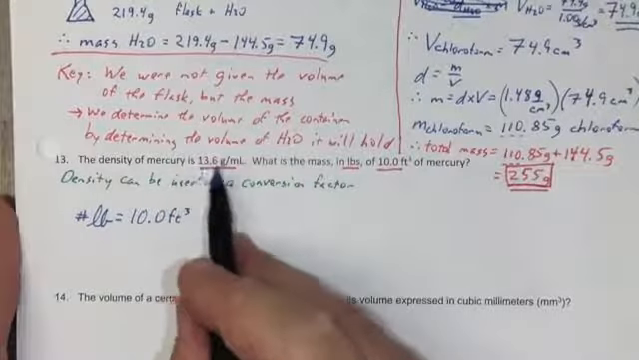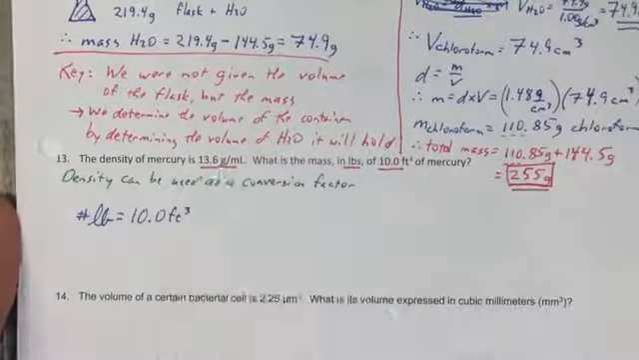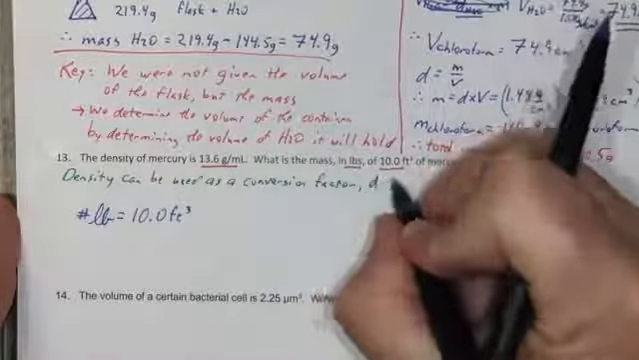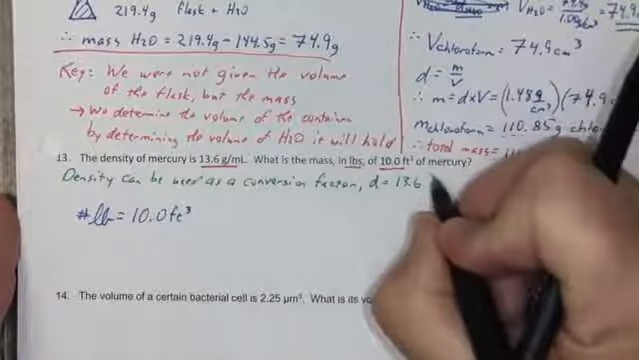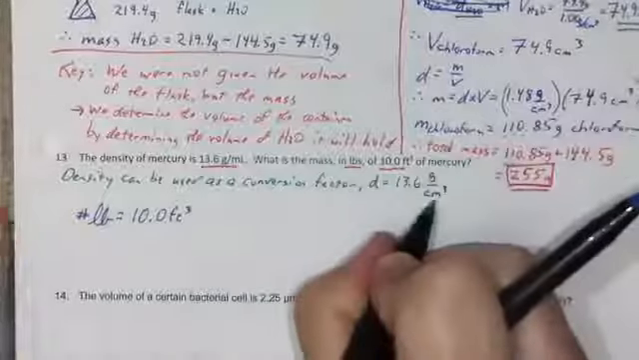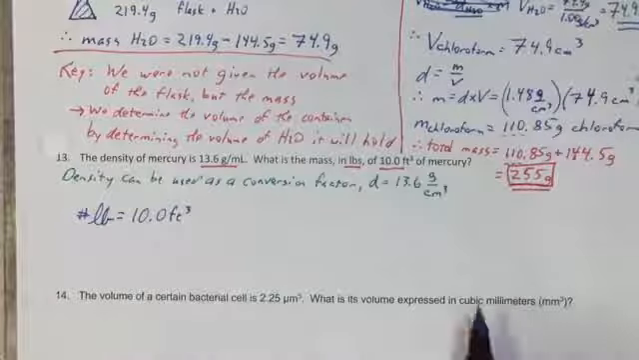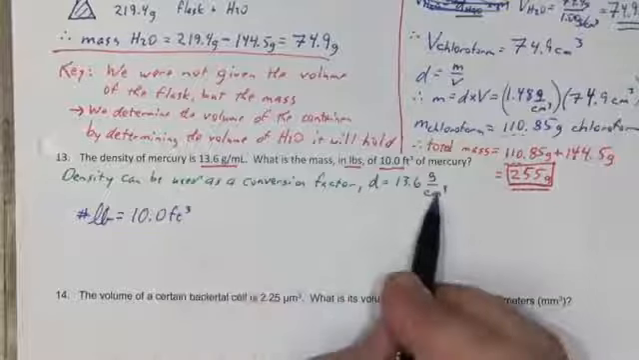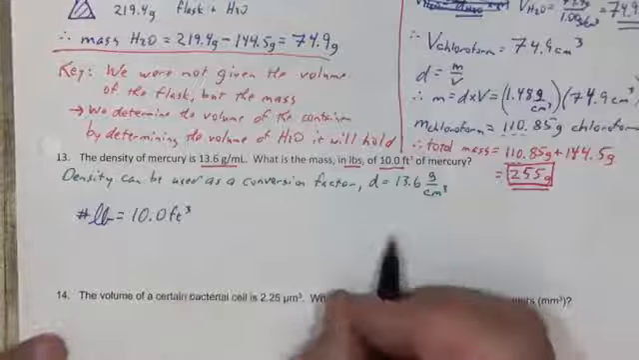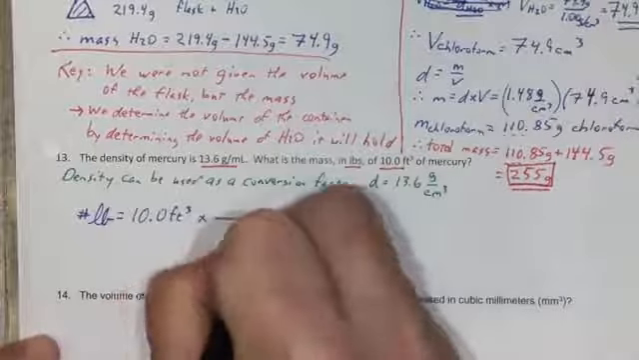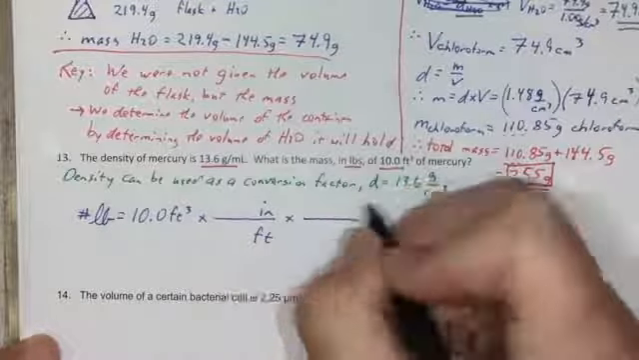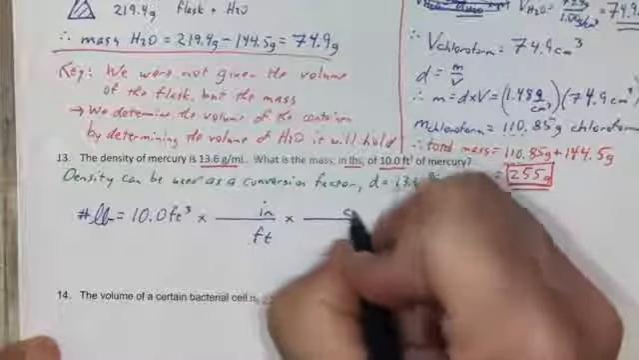Now, density of mercury is 13.6 grams per milliliter, or we could say the density is 13.6 grams per cubic centimeter. Remember that another way to say milliliter is cubic centimeter. They're perfectly interchangeable. So I need to get cubic feet into cubic centimeters so that I can use this as a conversion factor. The way I'm going to do that is, first of all, from feet to inches, and then from inches to centimeters.